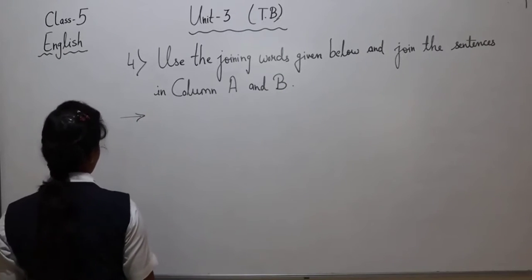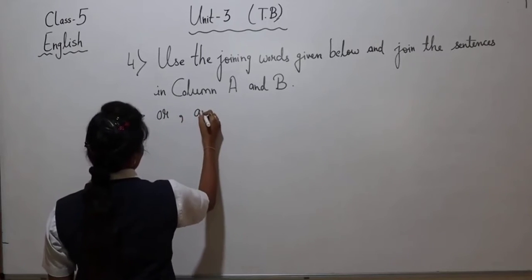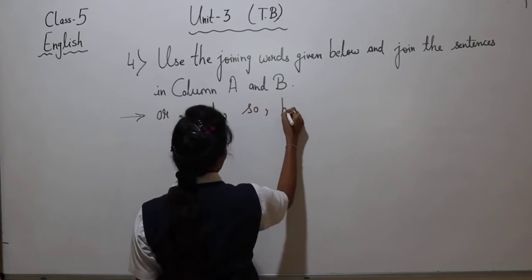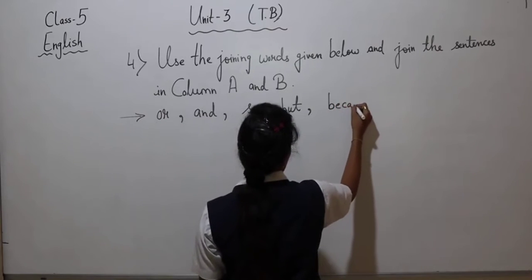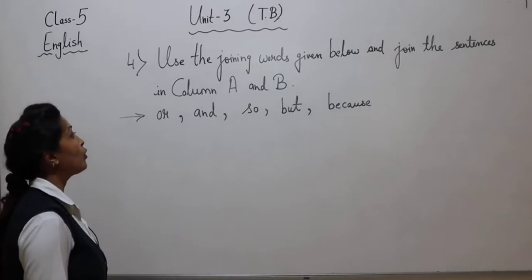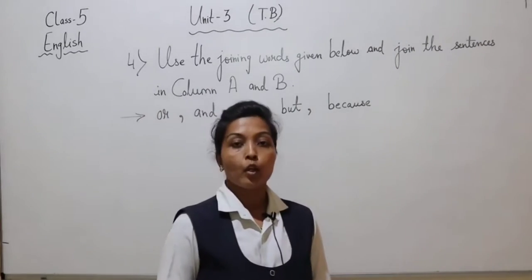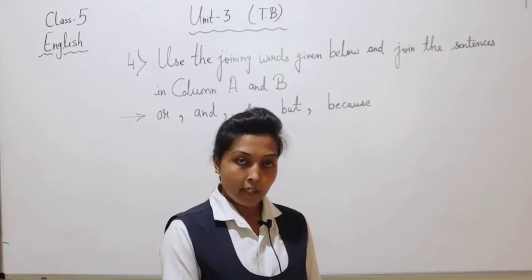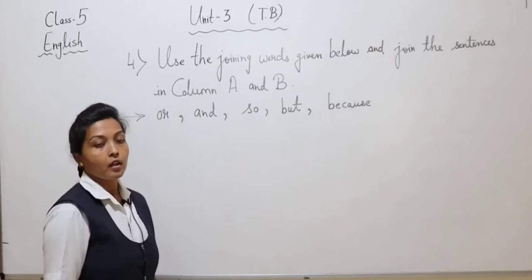You can clearly see in your textbook: or, and, so, but, because. These are joining words. Now what we have to do, two columns are given in our textbook, A and B. So we have to join these sentences by using these joining words.